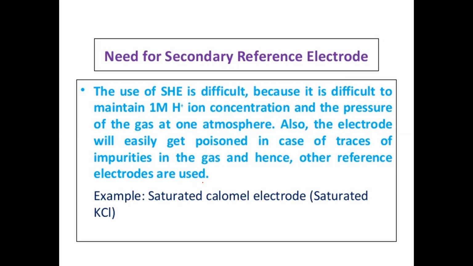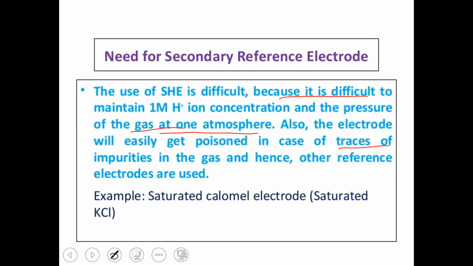That is a difficult process, and also it is difficult to maintain the pressure of the gas at 1 atmosphere. That is also one drawback. So the drawbacks are maintaining 1 M concentration of the HCl, maintaining the gas pressure at 1 atmosphere, and also the electrode easily gets poisoned by any traces of impurities present in the gas.